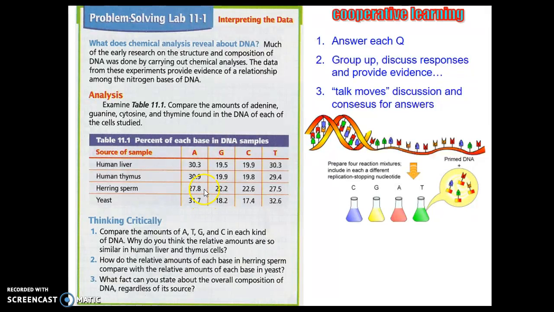A's, for example. What could you say about the amount of A's in the fish sperm versus the yeast, or G's? Or what could you say overall if you look at all of them together? And then what fact can you state about the overall composition of DNA, regardless of its source? So regardless of what cell you're looking at, what does the data say about DNA and how similar organisms are? So looking at this table, what can we say about all living things and their DNA?